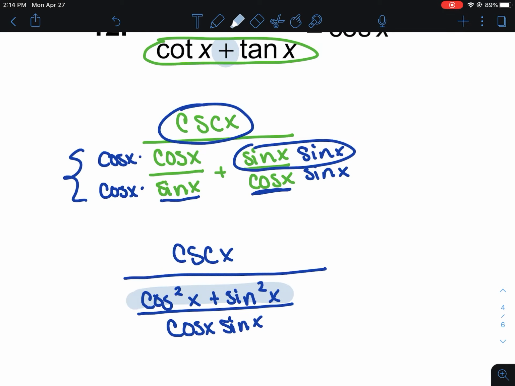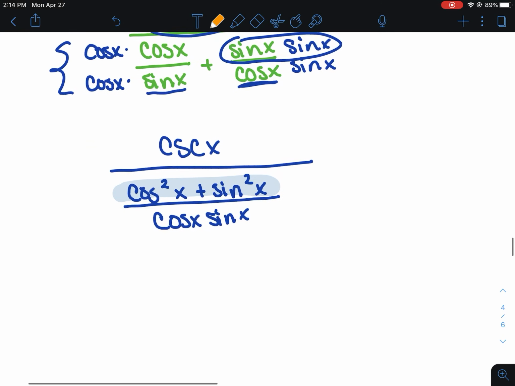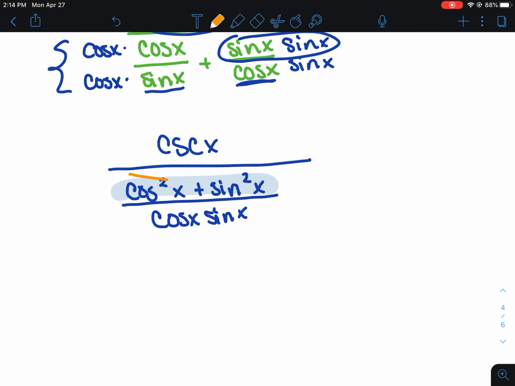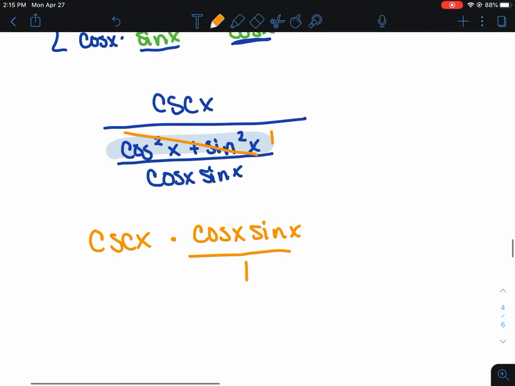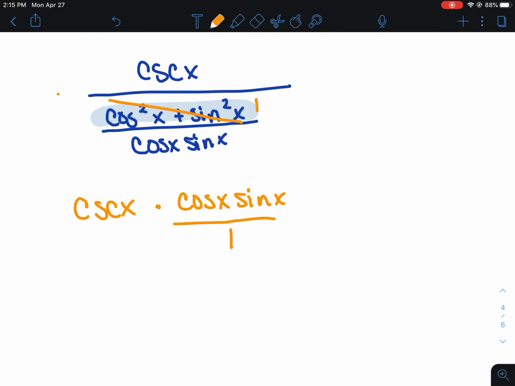Then I can look on my identity sheet. Cosine squared plus sine squared is just 1. Okay, so now what I really have is cosecant x over 1 over cosine sine. But since this is division, I can flip it and multiply.